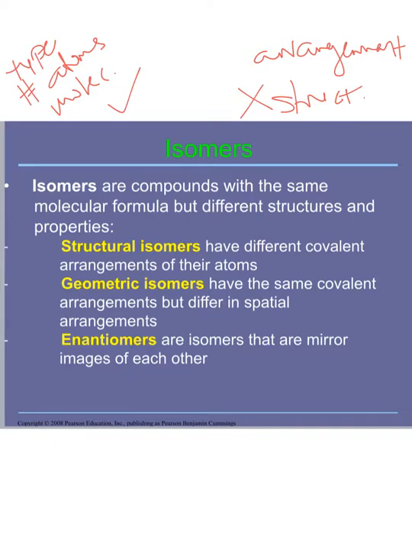But there are 3 types of isomers that we are interested in. We're going to talk about structural isomers. These are isomers that have different covalent arrangements of their atoms. We're going to talk about geometric isomers. These have the same covalent arrangements but different spatial arrangements. And lastly, we're going to talk about enantiomers. These are your mirror images of each other, and I'm going to show you pictures of all of these and explain the differences as we go through.